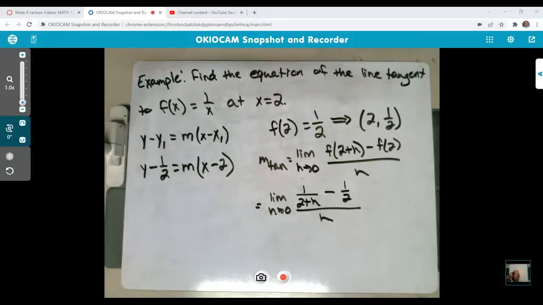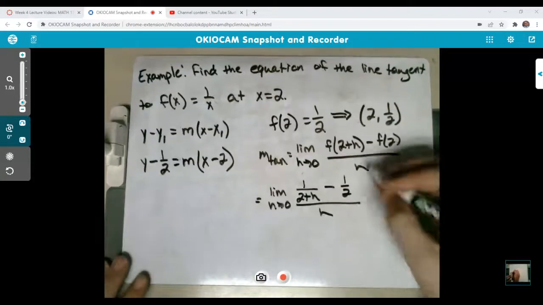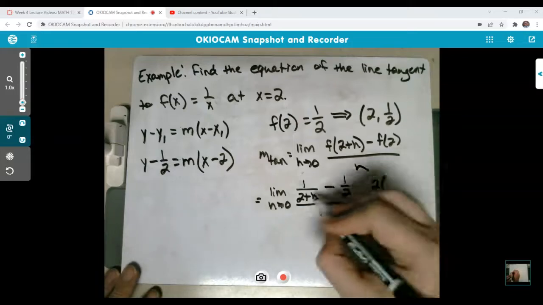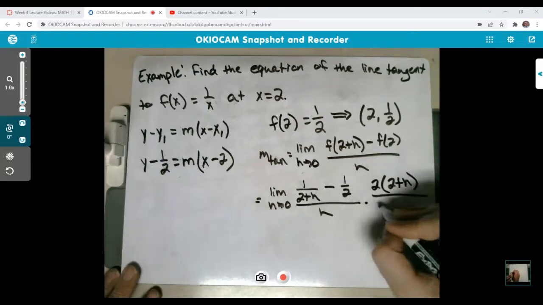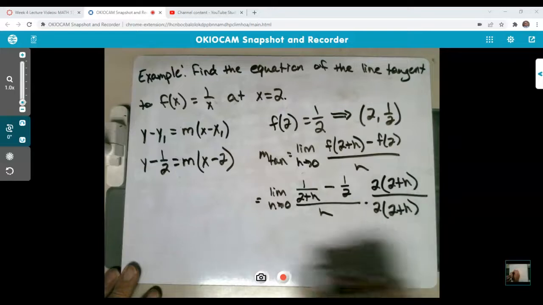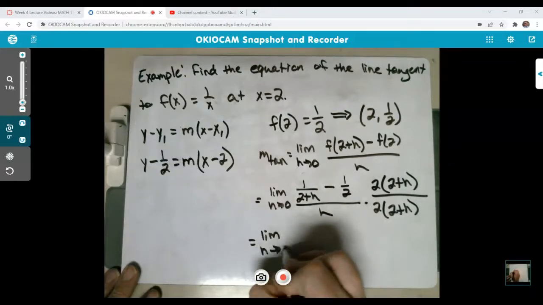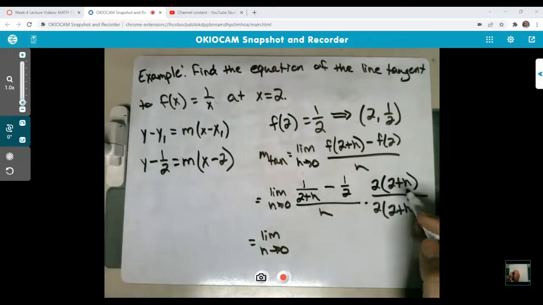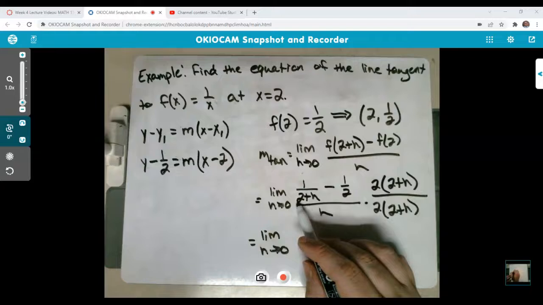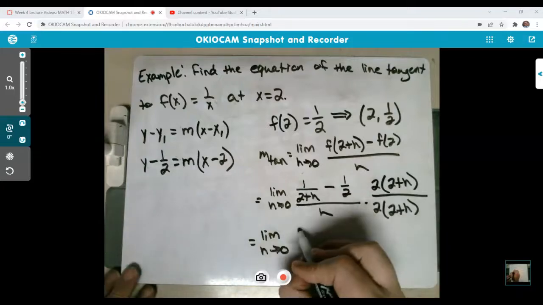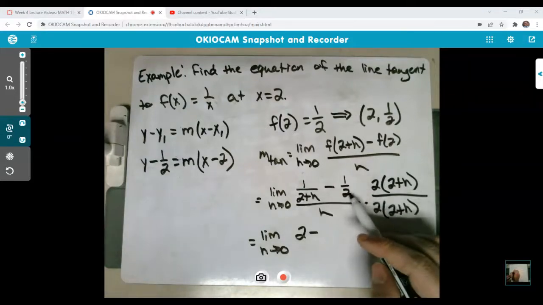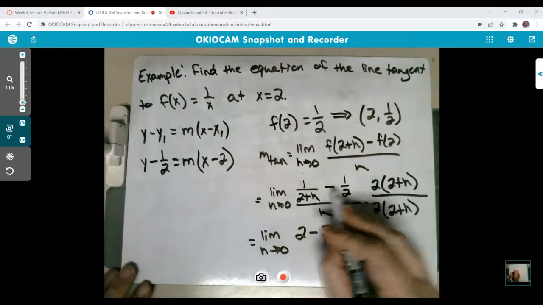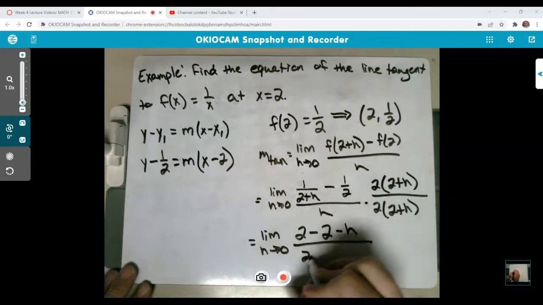We can use our skills from chapter 2, and we know we can multiply this by the least common denominator. So 2 times 2 plus h, top and the bottom. How that's going to help us out: when I do 1 over 2 plus h times that stuff, the 2 plus h is going to cancel out. So I'm left with just 2. When I do 1/2 times that, the 2's are going to cancel out. So I'm left with minus 2 plus h, all over 2 times 2 plus h.